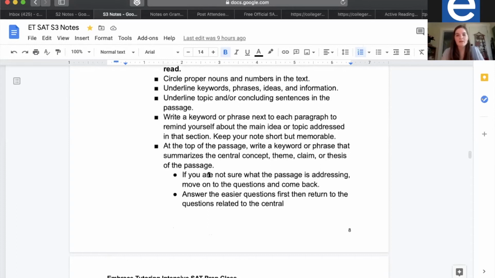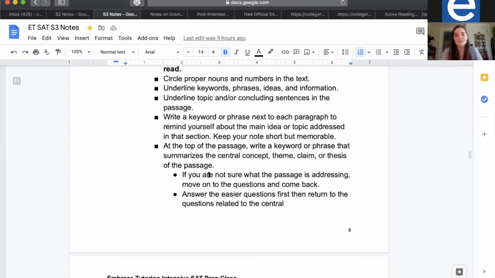So circle proper nouns and numbers in the text. This is critical because you want to be able to find that information, and chances are if there's a proper noun in there or a number, you're going to be asked about it. So it makes it easier for you to find it.